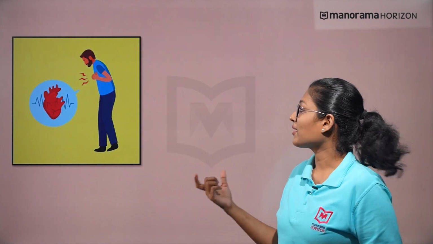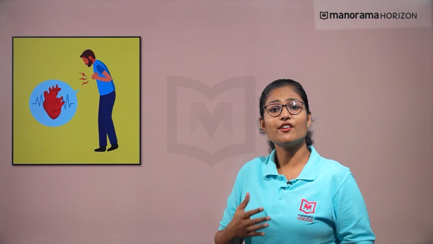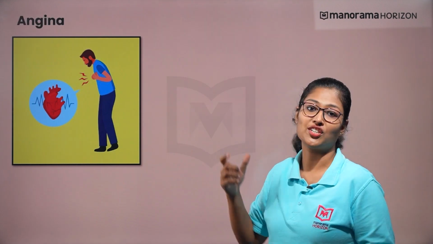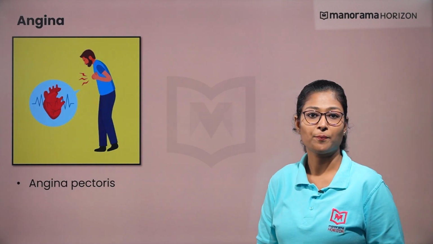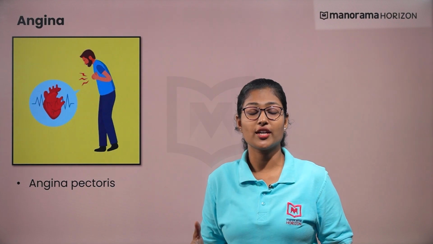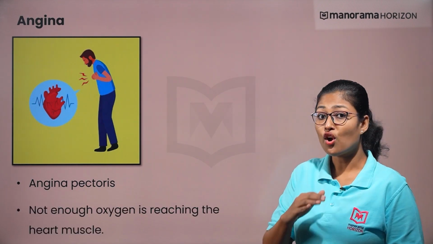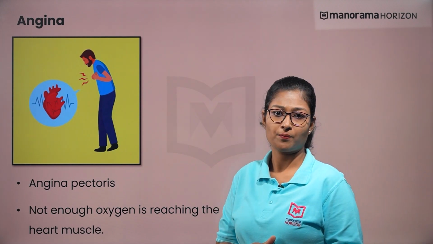What does this image indicate? Any guess? This is a photo of a man suffering from chest pain, and this condition is called angina. It is also called angina pectoris. Have you ever wondered why such pain occurs in the body? Acute chest pain occurs when not enough oxygen is reaching the heart muscles.